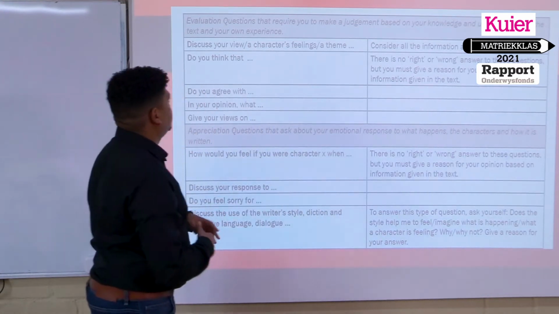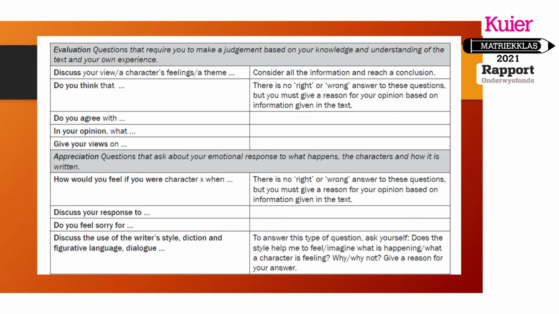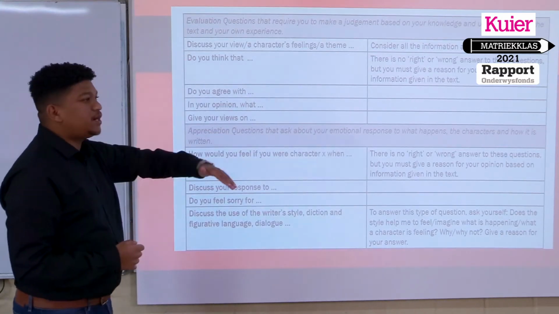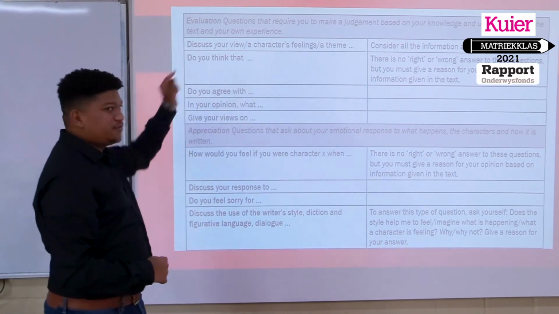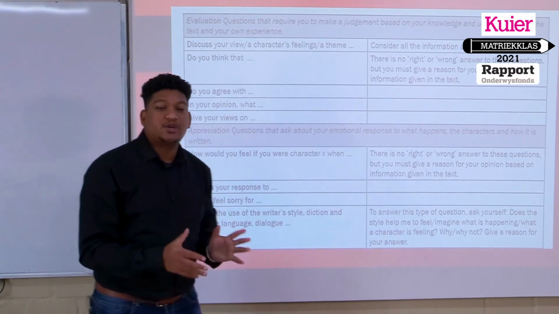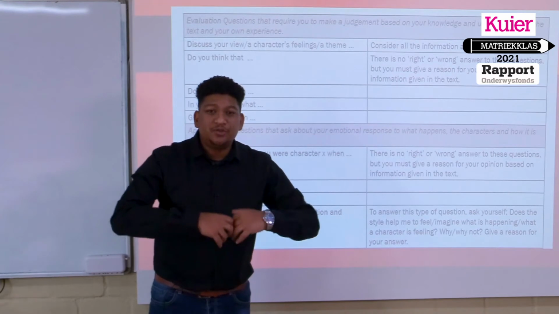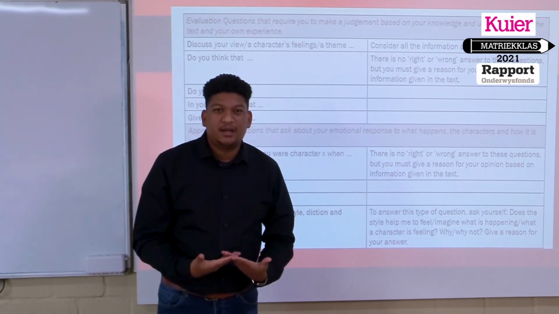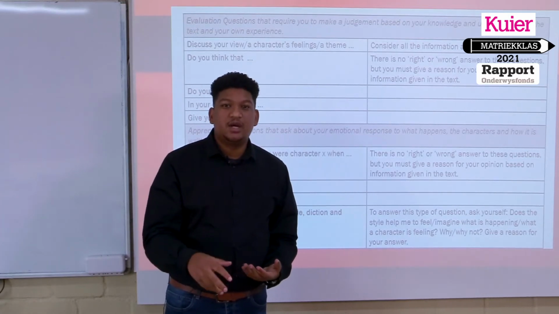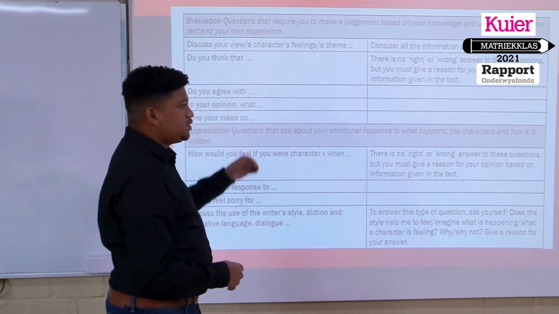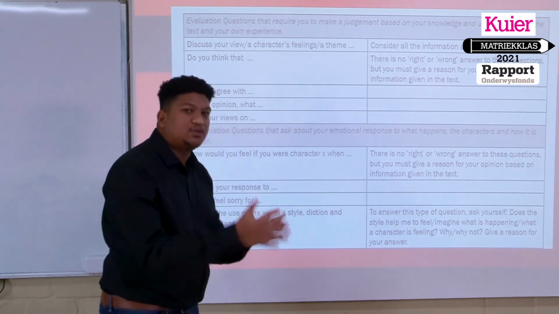Okay? So let's look at it. It says evaluation questions that require you to make a judgment. Very important. A judgment based on your knowledge and understanding of the text and your own experience. So very important, you will understand that the latter part says, and your own experience. But the priority here is the understanding of the text. So you are given this comprehension which you need to read through, you need to decipher, you need to understand, and you formulate an opinion. So automatically, the priority here is to formulate your opinion, you're creating a judgment based on what was read.